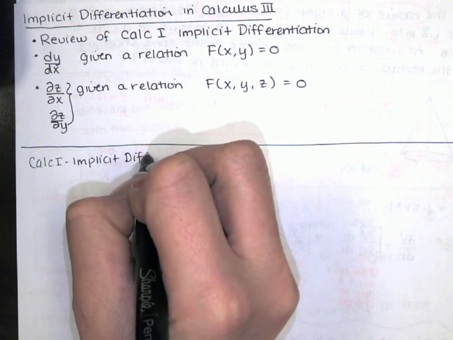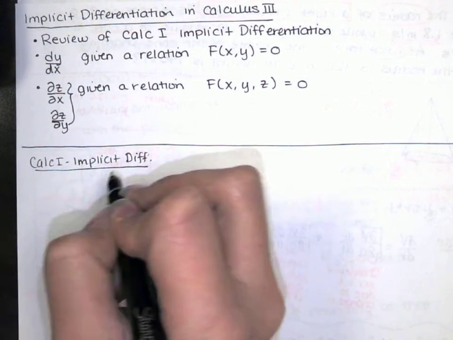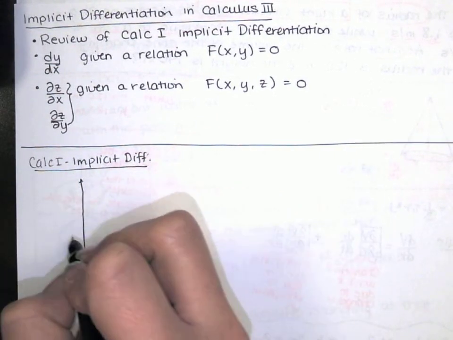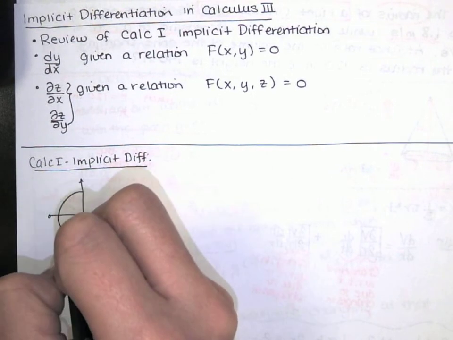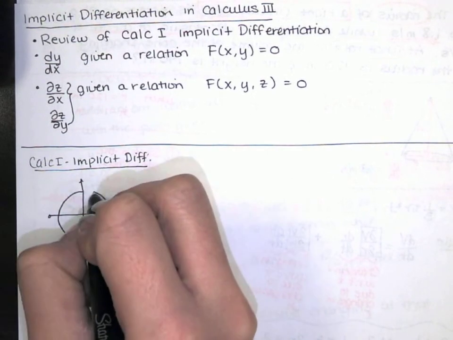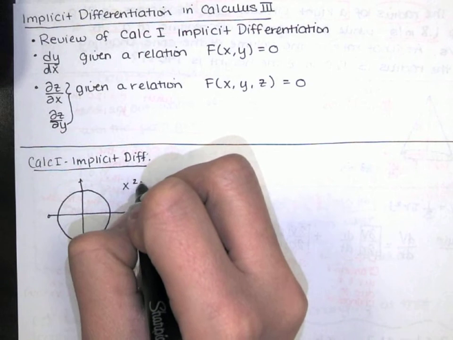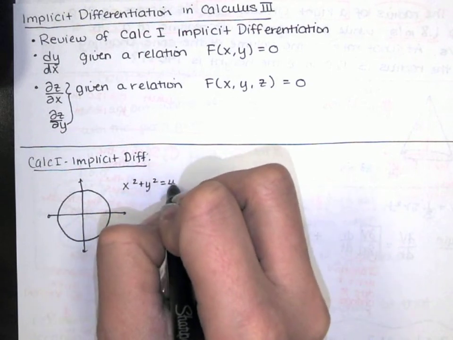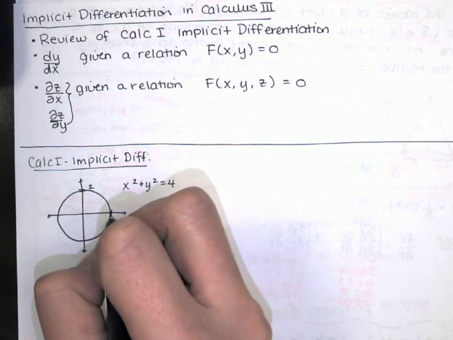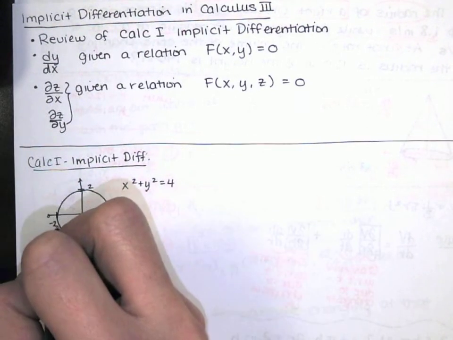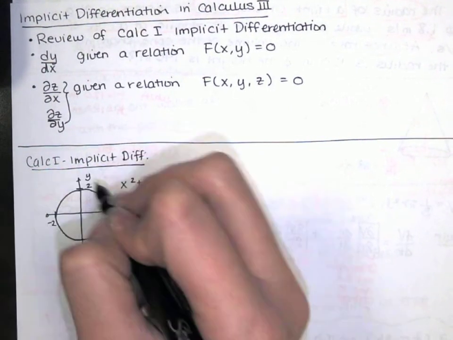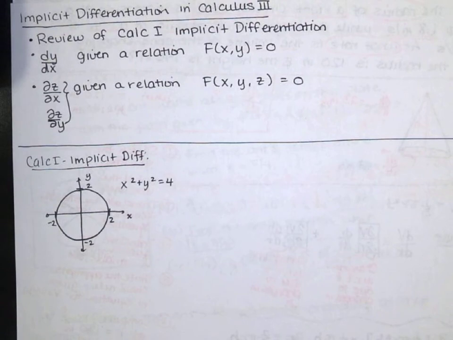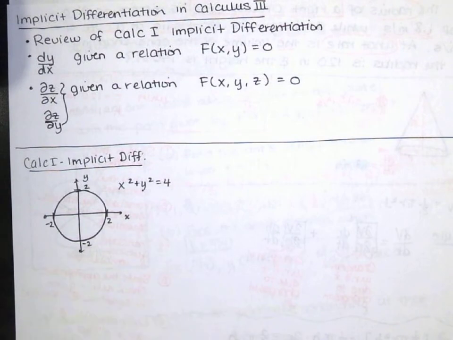Whenever I teach this material in Calc 1, I always start with this example. It's the easiest example. Everybody can wrap their minds around it. If I have a circle of radius 2 centered at the origin, well, it looks like this, right? We go plus and minus 2 units in the x direction and plus and minus 2 units in the y direction from the origin.